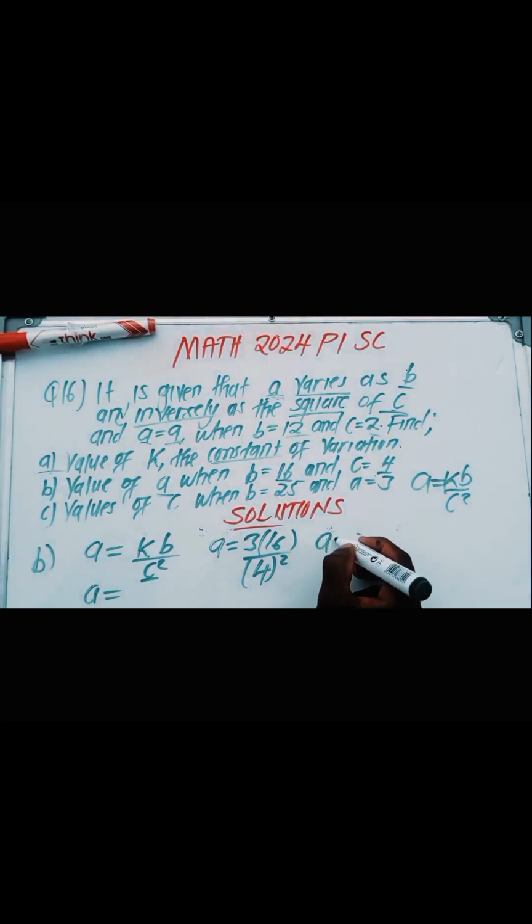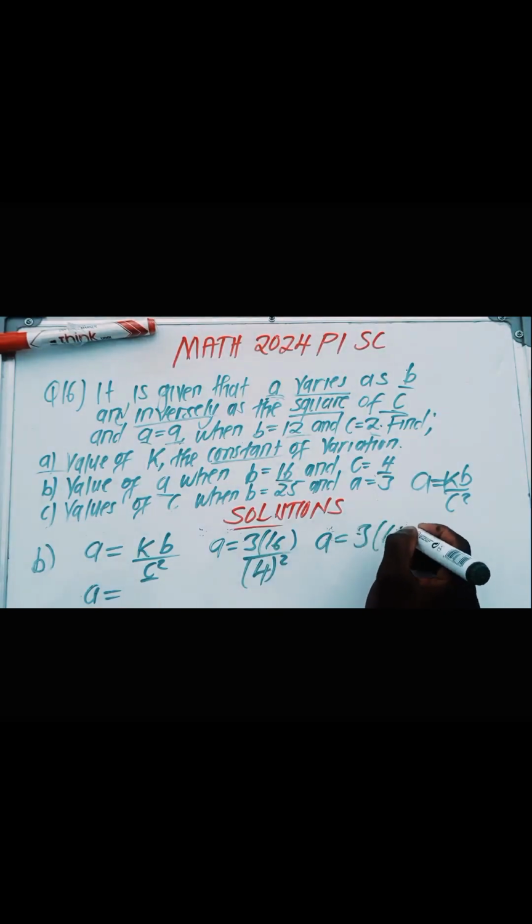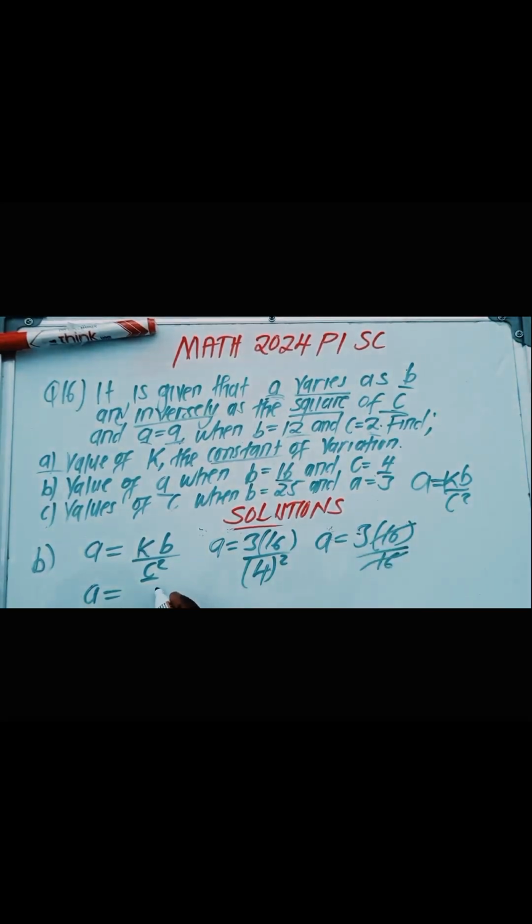our value of A is going to be, of course you can multiply this if you want, but to simplify things, let's just take it the way it is. So 3, open brackets, 16, which is of course the value of B. And then our value of C is 4 squared. What is 4 squared? 4 squared is 16. So what is our value of A? If you cancel this 16 with this one, our value of A is going to be 3. So this is how we can answer question B. So this is how simple question B was.